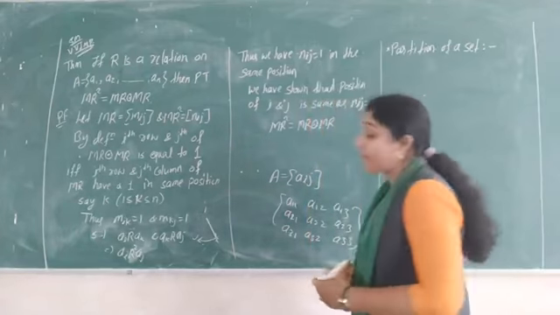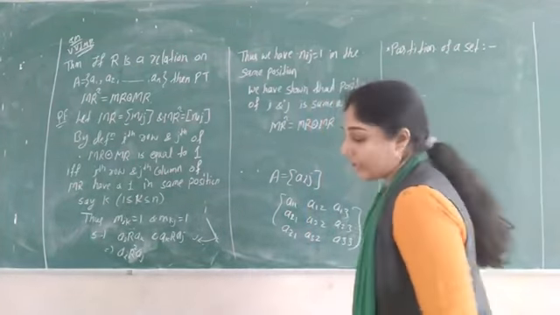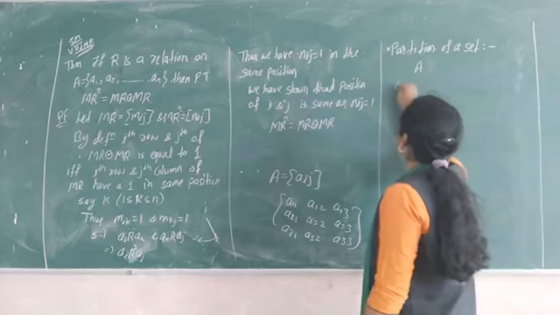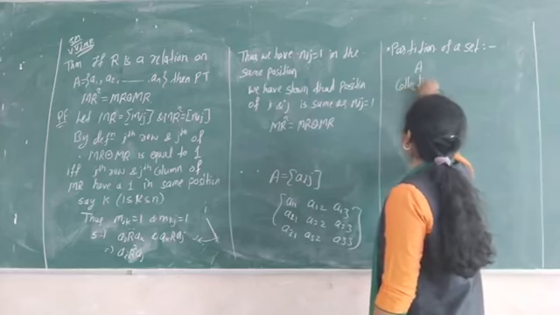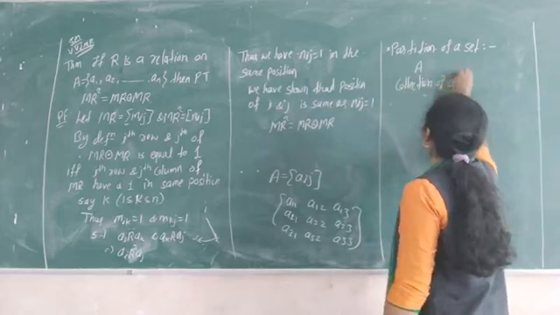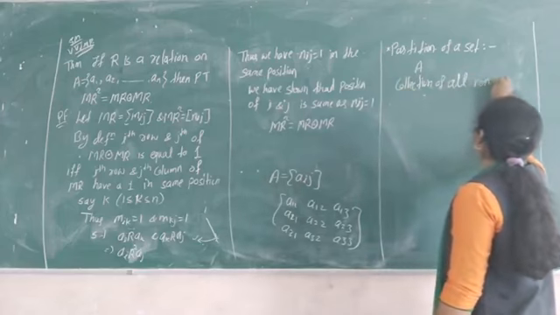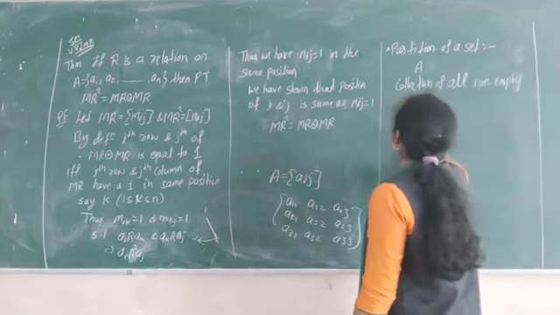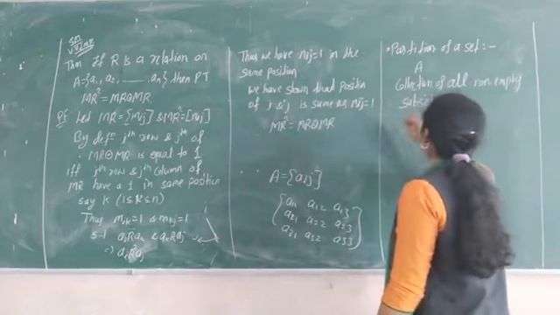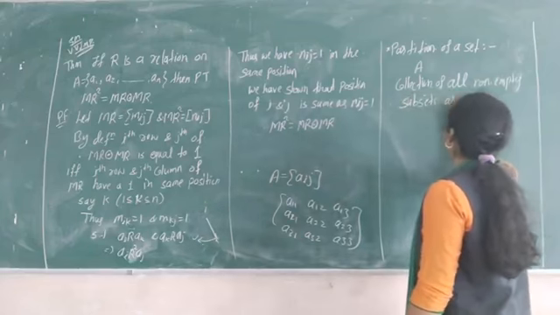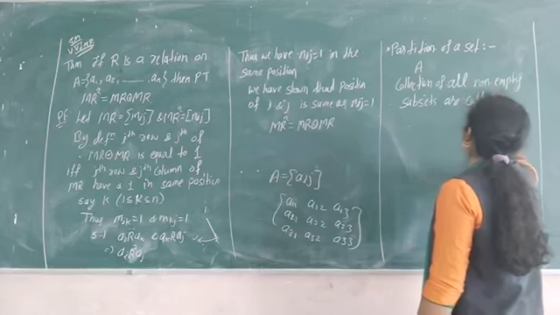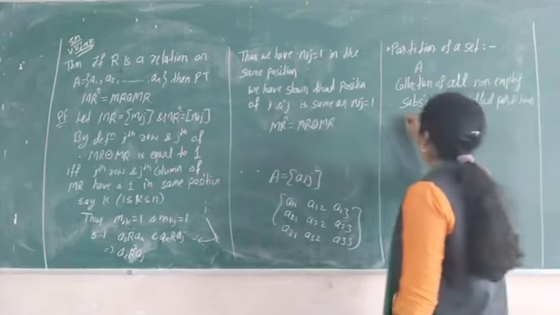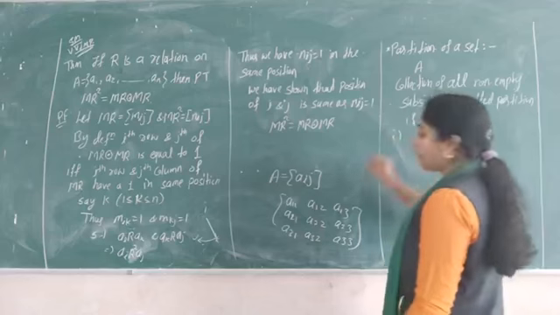Next concept is partition of a set. Okay, so what is the partition of a set? Suppose A is a given set, then a collection of all non-empty subsets is called a partition if it satisfies two conditions. You know what subsets are.